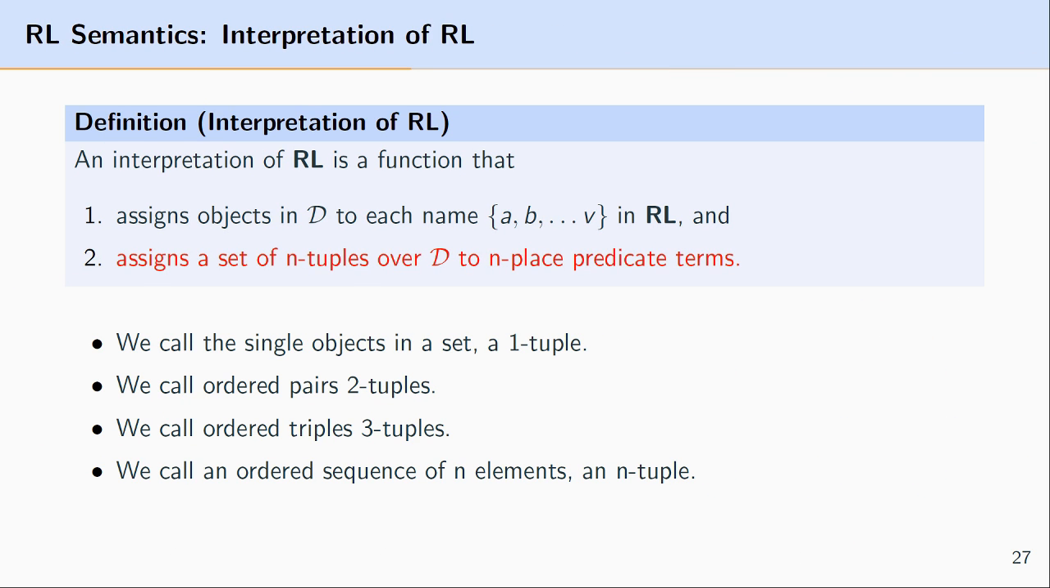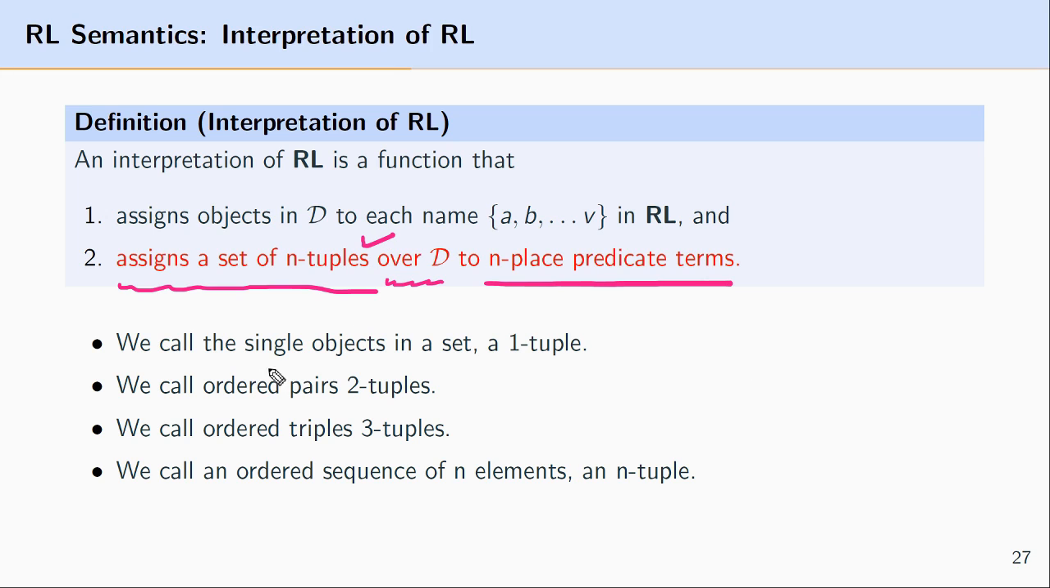Going back to the statement of what an interpretation function does, we see that the interpretation function, as it's stated, assigns a set of n-tuples from or over the domain to n-place predicate terms. We haven't really explained what an n-tuple is quite yet, so it's helpful to use what we talked about before to trigger an understanding of what an n-tuple is.